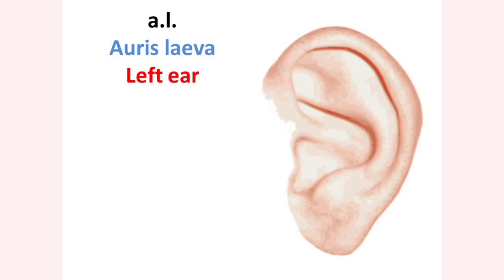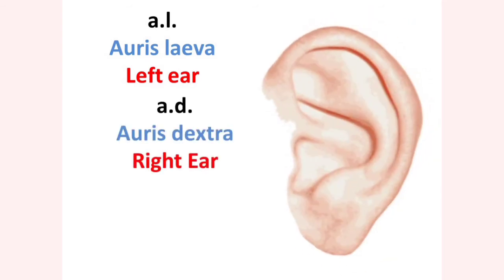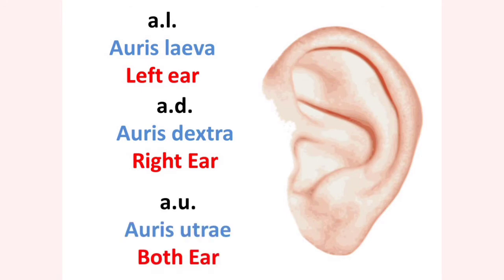AL represents left ear. And another is AD, auris dextra. As I told you, A means auris. Auris in Latin means ear. And dextra means right, where AD means right ear. And another is AU, auris utraque, meaning both ears. Auris means ear and utraque means both. AU represents both ears.